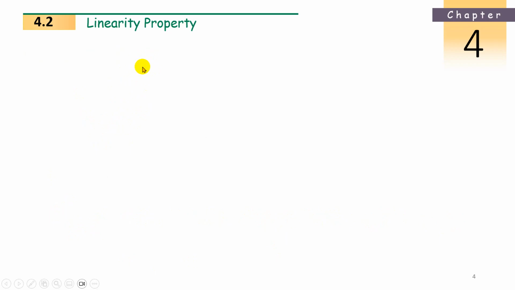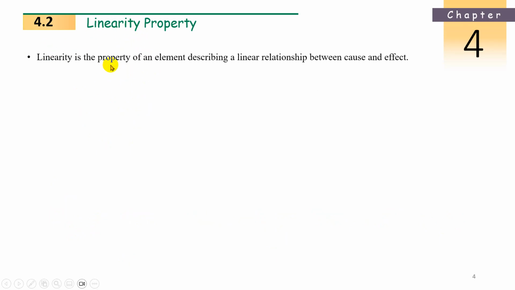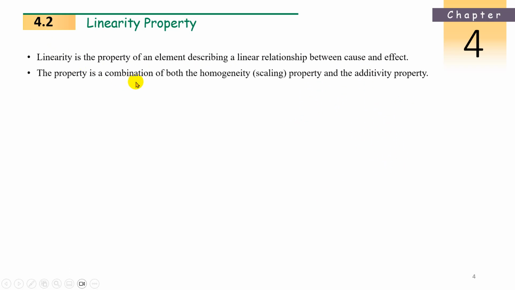First one we have the linearity property. What is the linearity property? Linearity is a property of an element describing a linear relationship between cause and effect. Means I do something, what is the effect? For voltage and current in any circuit, I change the voltage, what is the current effect? I change the current, what is the voltage effect? That's called linearity. The property is a combination of both homogeneity, that is called the scaling property, and the additive property. These two we have to study in the linearity property. What is homogeneity and what is the additive property?